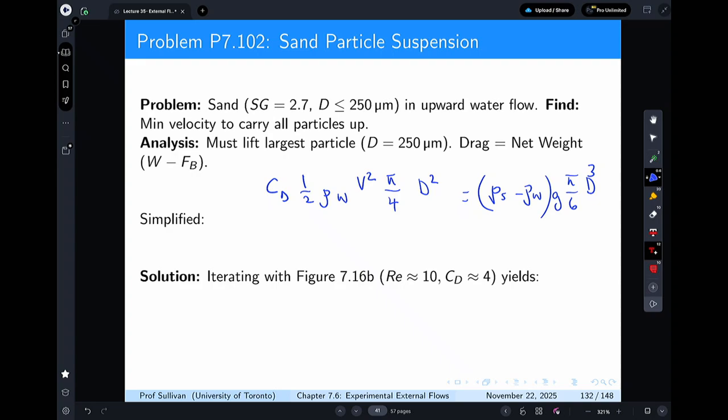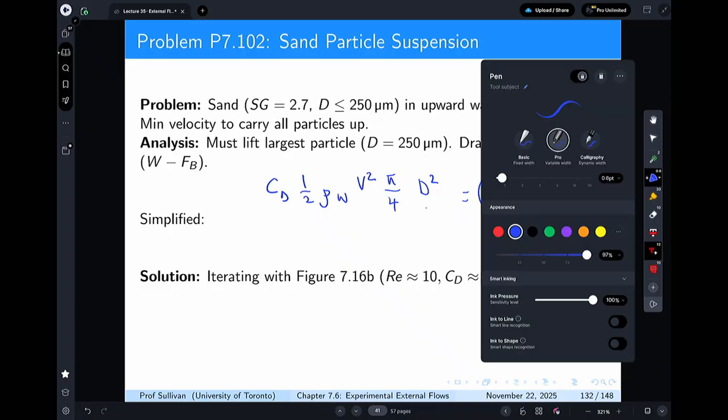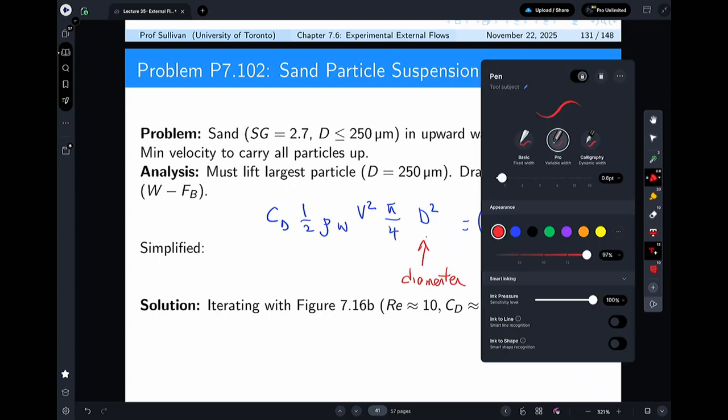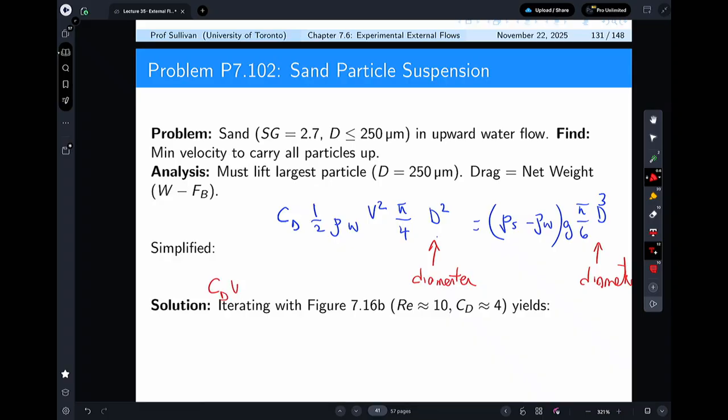C sub D, one-half rho V squared, pi over 4 D squared, equals rho sand minus rho water, g, pi over 6 D cubed. So all I'm doing is creating a ratio between drag force, which I know is going to be related to C sub D, and this is going to be more confusing than it's worth. This is diameter. If you normalize it, you'll end up with 0.0555.